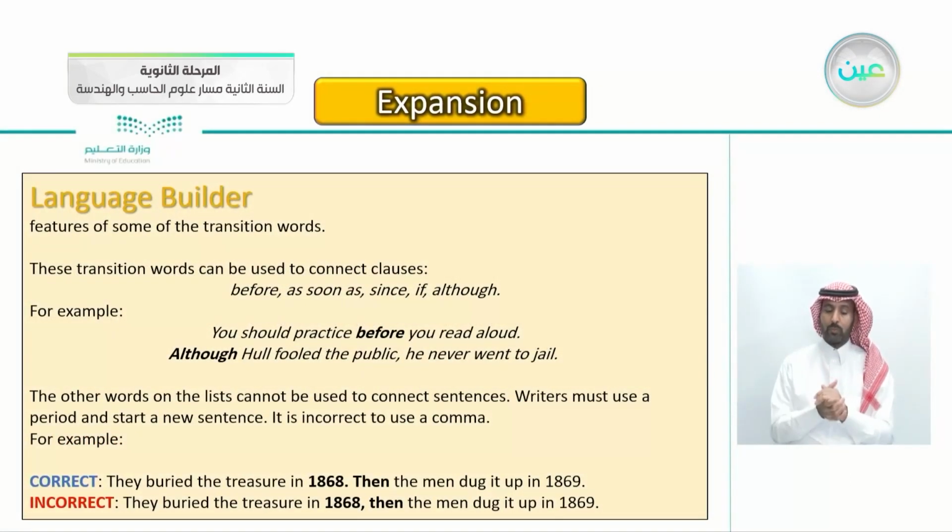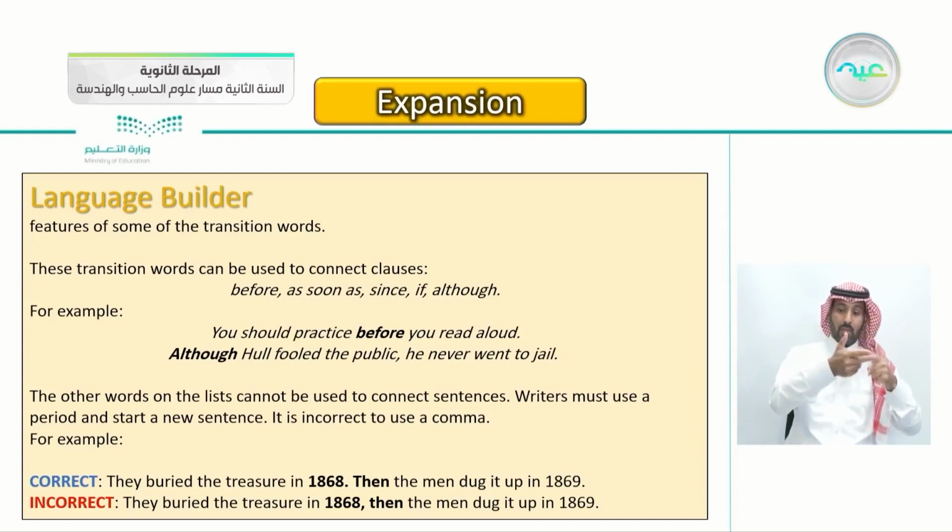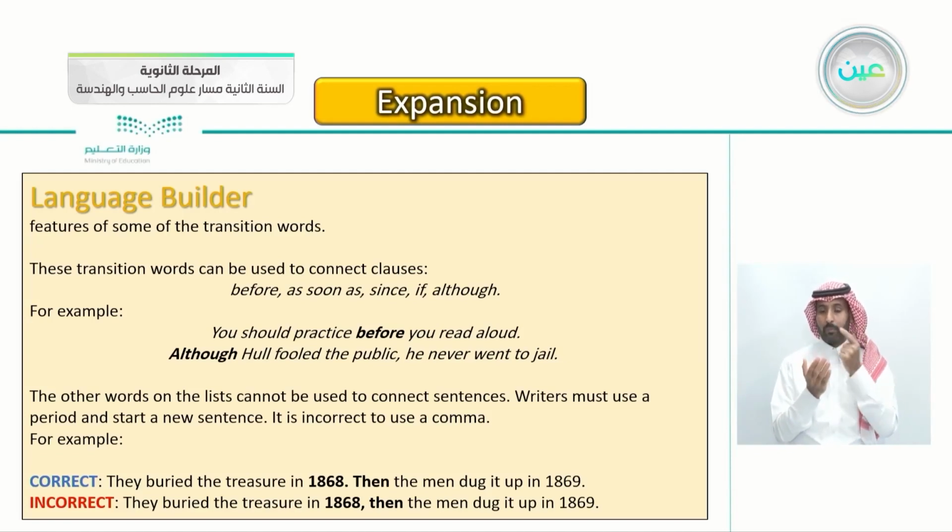So here's a language builder for you. Some features of the transition words. These transition words can be used to connect clauses: before, as soon as, since, if, and although. For example, you should practice before you read aloud. So before is connecting these two clauses. Although Hull fooled the public, he never went to jail. So although is connecting these two clauses.